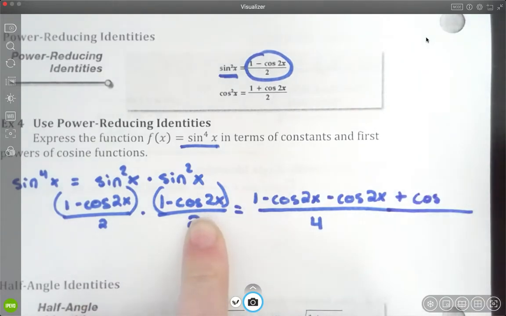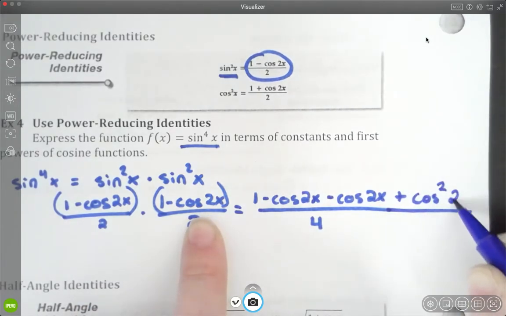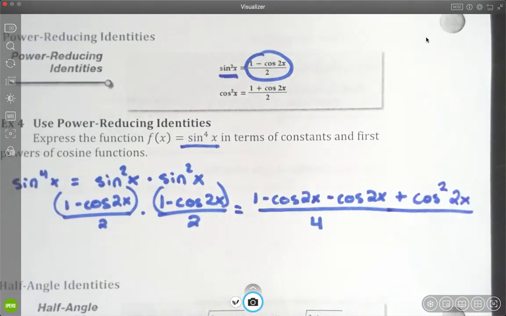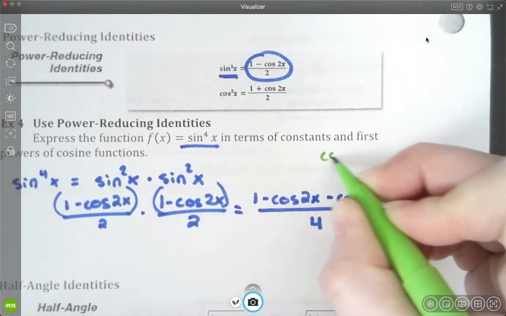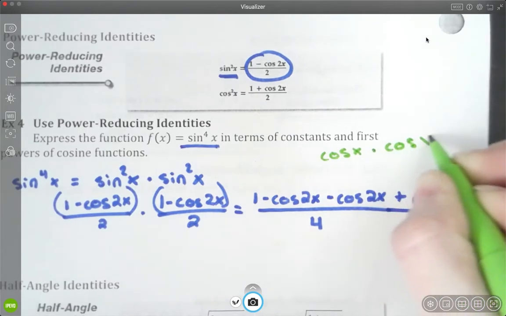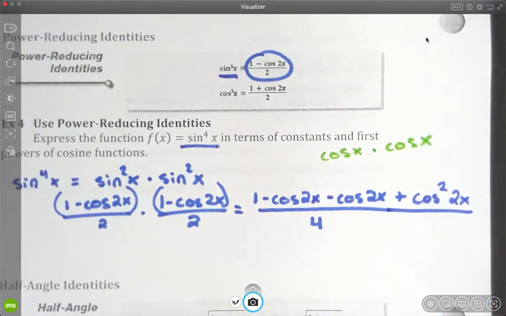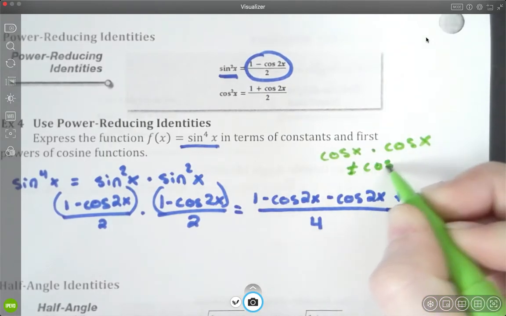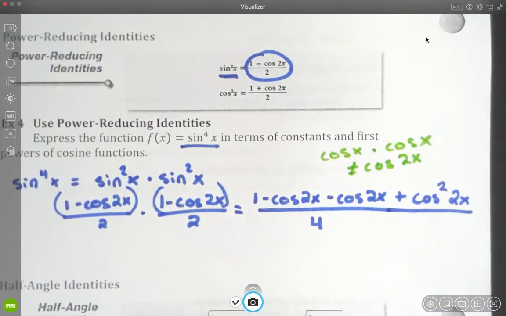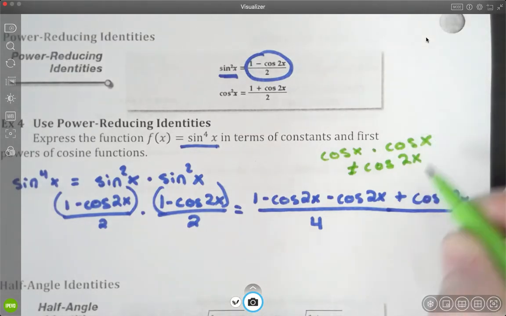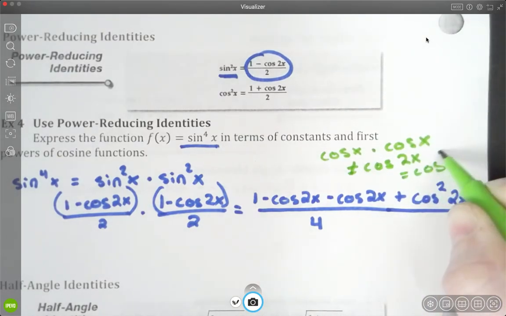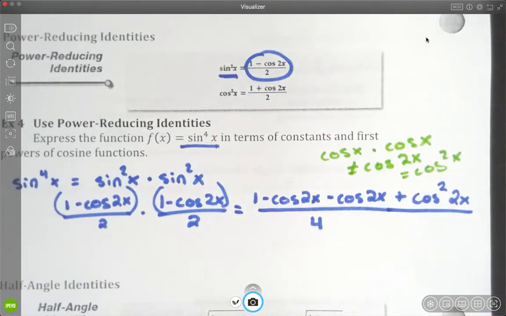It's not cosine 4x. It's cosine squared 2x. Right? Cosine squared is what it means. The insides you do not multiply together. Because for example, cosine of x times another cosine of x is not cosine of 2x, right? Even though there's 2 of them, that's not cosine 2x. It's cosine squared x. So that's how that breaks down. Think about it in terms of that. The 2x stays the same, but it's now cosine squared.